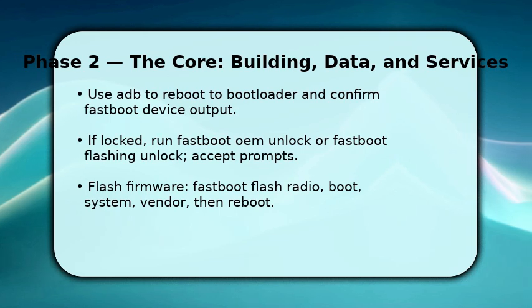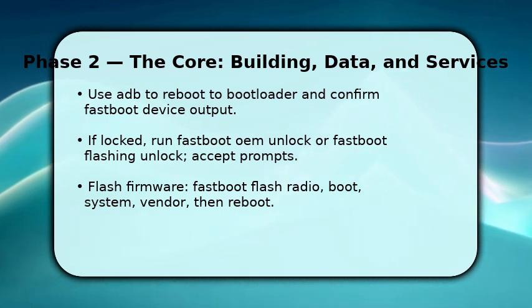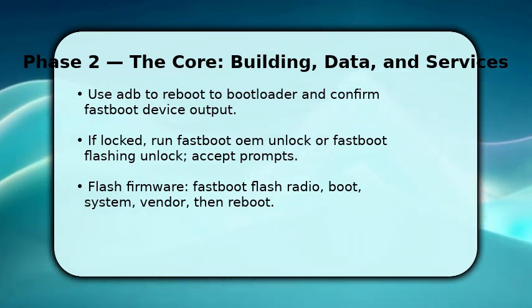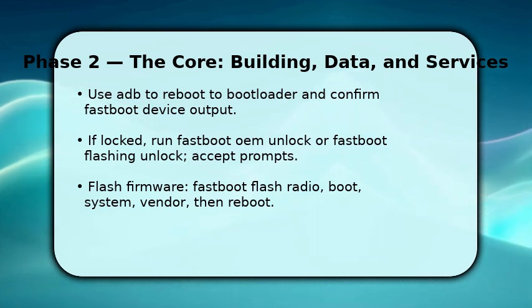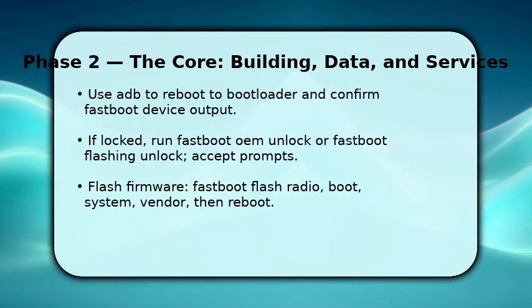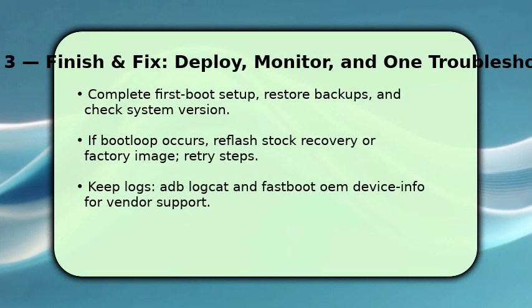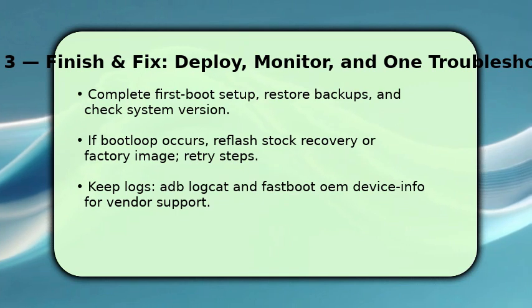Once unlocked, flash the stable images in order: radio, boot, system, vendor. Use the vendor's recommended commands and wait for each image to finish. After flashing, run fastboot reboot to test the clean install. Finish by completing the initial setup and restoring your backup.